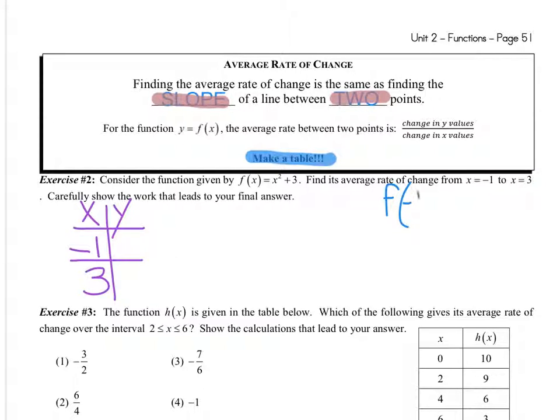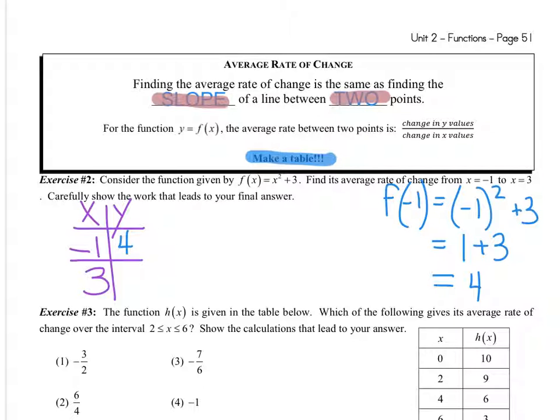I'm going to find f of -1, which really just means I substitute -1 into the x squared plus 3, so that's really (-1) squared plus 3. Well, following order of operations, I have to do my exponents. -1 times -1 is 1. And don't forget that you can use your calculators. But 1 plus 3 is 4. So that means when I input -1, I get out a 4.